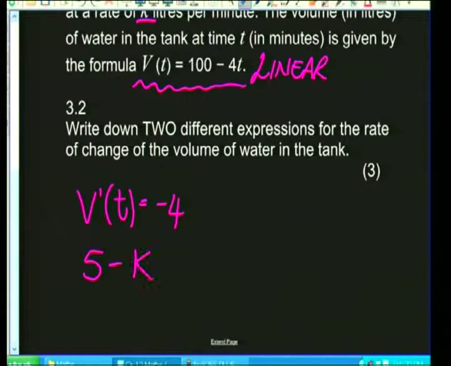So the other way of representing our rate of change according to this information is to say 5 minus k. 5 liters coming in minus the k liters going out, and it's emptying at a rate of -4 liters per minute. Okay, so that would be the two ways of representing that data. Just remember, if there's a question like this and they mention rate of change, you're working with the derivative and rate of change at a particular point. You then take that point and sub it into the derivative.